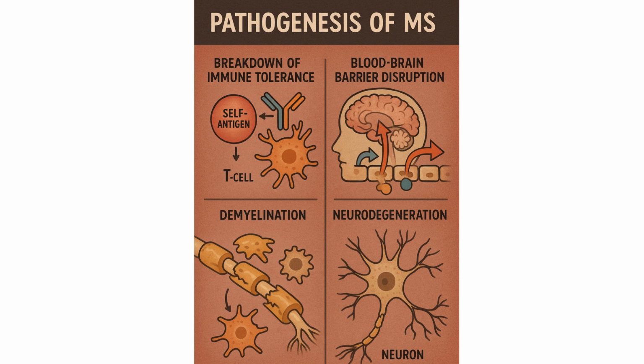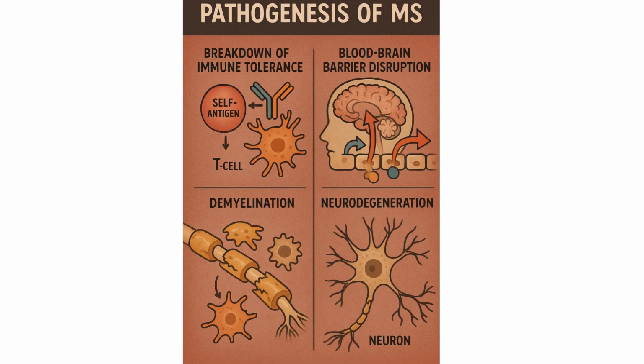In MS, the immune system loses tolerance to myelin, leading to an autoimmune response. Blood-brain barrier disruption. The blood-brain barrier, which normally protects the CNS, is compromised, allowing immune cells to enter the brain and spinal cord. Demyelination. Immune cells attack and destroy myelin, disrupting nerve signal transmission and causing neurological symptoms. Neurodegeneration. In addition to demyelination, MS is also characterized by neurodegeneration, where nerve cells and their axons are damaged.